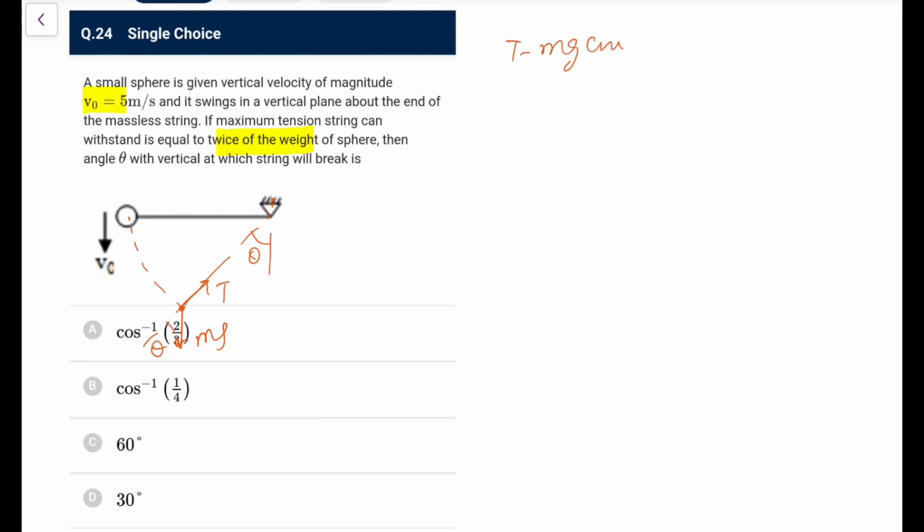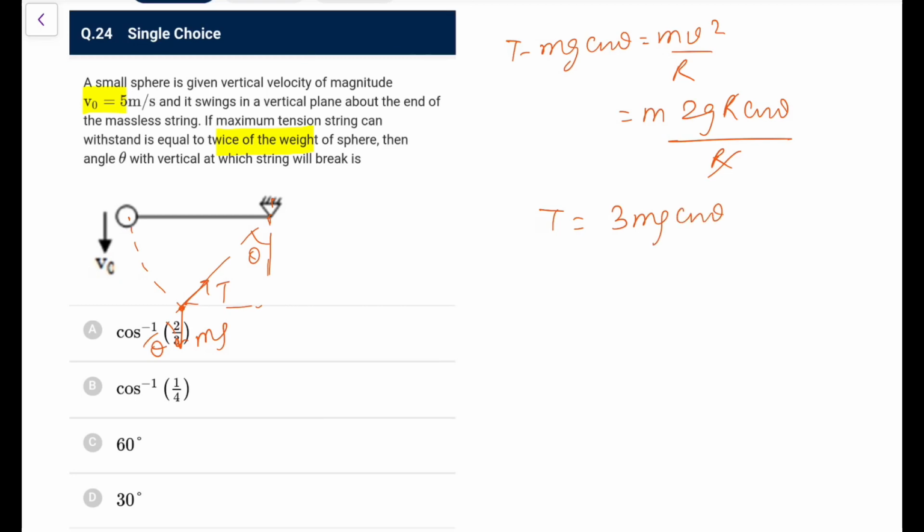This is again theta. So what do I write? T minus mg cos theta is mv square by r. And what is v square? From energy conservation you say 2gh, and h would be this thing, r cos theta. So T comes out as 3mg cos theta. Sorry, it is 2gr cos theta plus u square here, because the initial speed is also there, so that would have resulted in a mistake, so correct it.